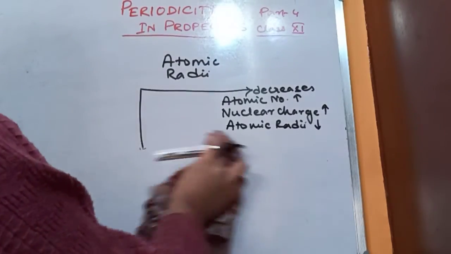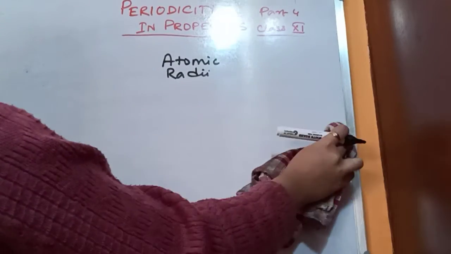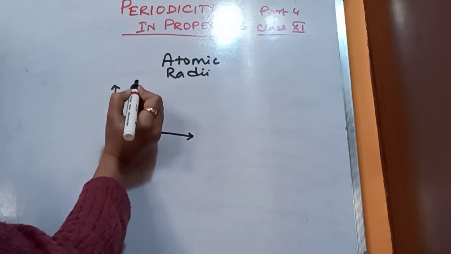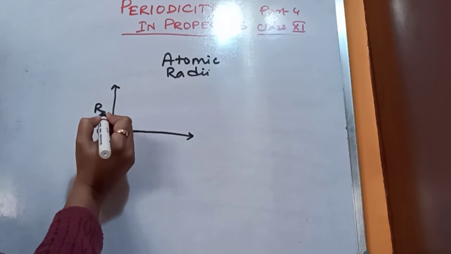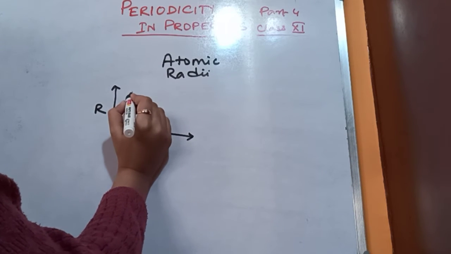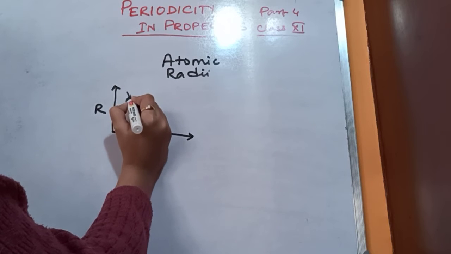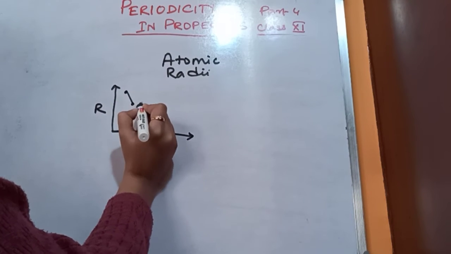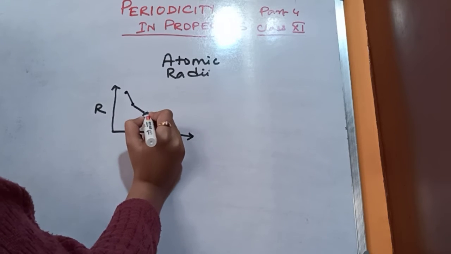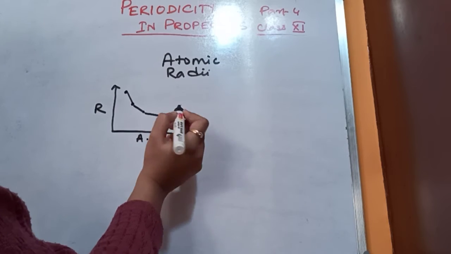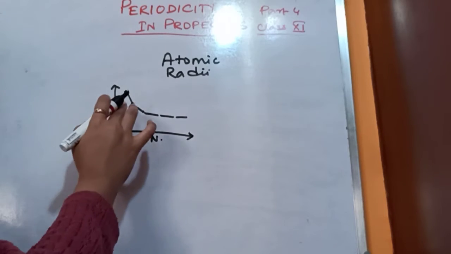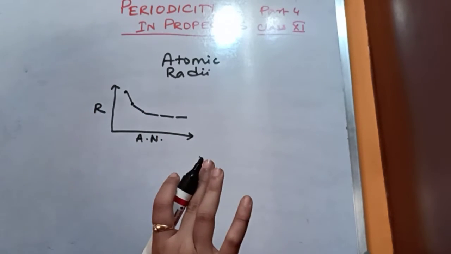Now if I have to show you a plot, this is atomic radii and this is atomic number. This is the plot for period 2. This will be lithium, this will be beryllium, this will be boron, nitrogen, and like this it will decrease, either a steep decrease or a slow decrease, but the atomic radii will decrease across a period.